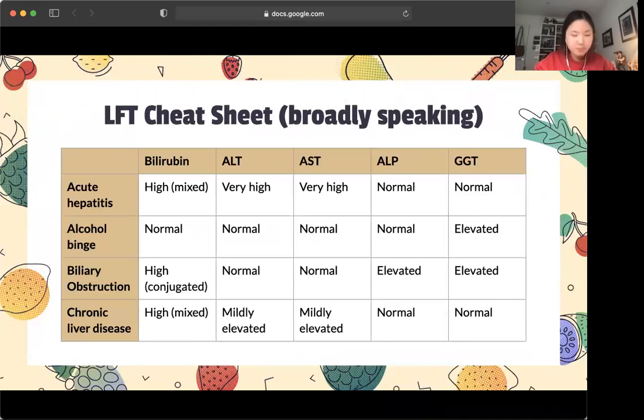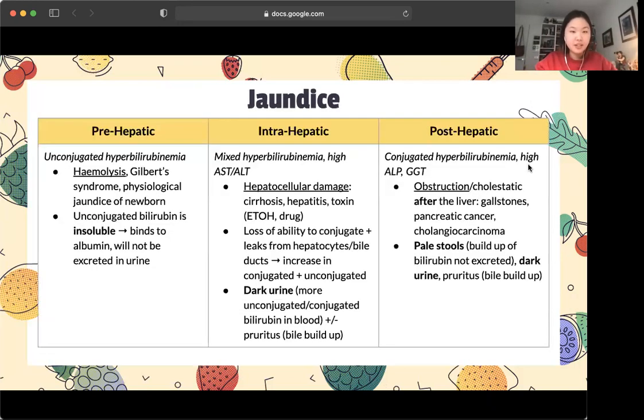This is your cheat sheet, broadly speaking. In terms of what faculty likes to ask, they'll usually give you a table, not with the answer, but like: okay, normal, normal, normal, normal, normal, and then elevated. What is this a sign of? And you'll just go, alcohol binge, because it's GGT. If you can't be bothered memorizing what the LFTs do, this is your way of getting out of memorizing the other stuff and just memorizing this table instead. Which one's easier? You guys can decide for yourself. But if you don't have time, just have a look at this instead.